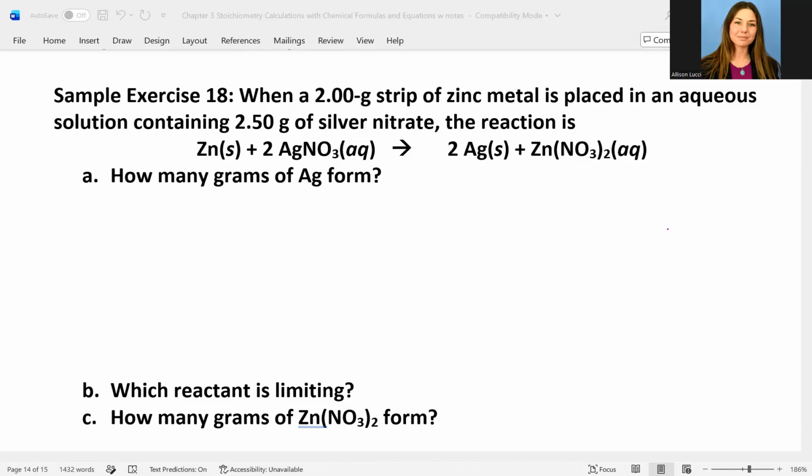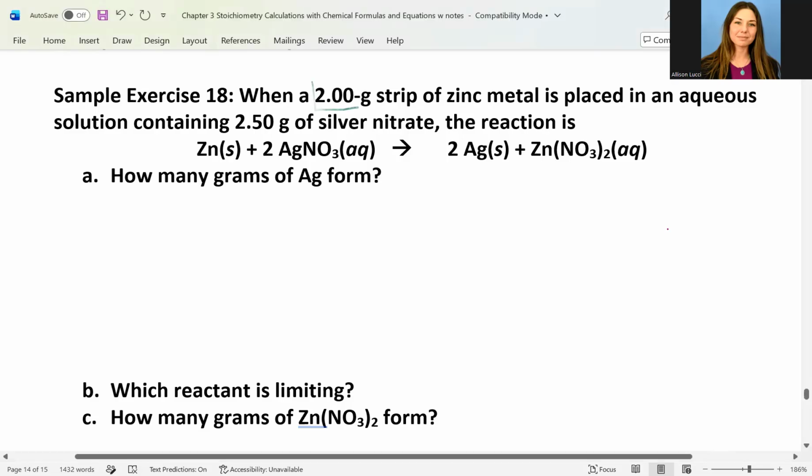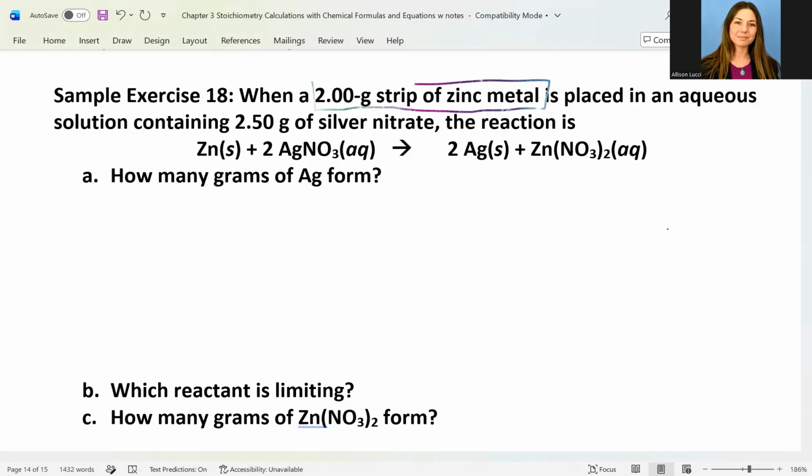In this video, we're going to solve sample exercise 18. We're given some information. We're told that we have a 2.00 gram strip of zinc metal, and it's placed in a solution which contains 2.50 grams of silver nitrate. So those are our two reactants, and the products that form will be silver and zinc nitrate. So let's take a look, using this balanced reaction, if we can calculate how many grams of silver may form.